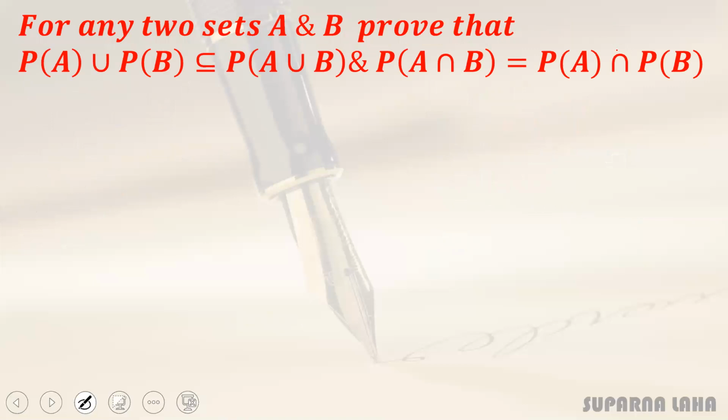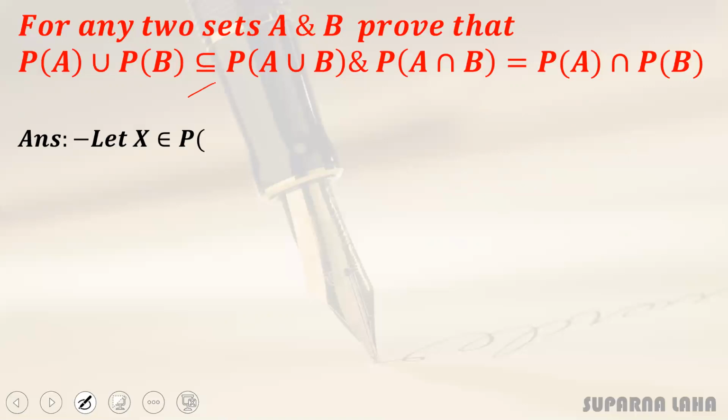For any two sets A and B, prove that power set of A union power set of B is a subset of power set of A union B, and power set of A intersection B is equal to power set of A intersection power set of B. So firstly, prove this first one.